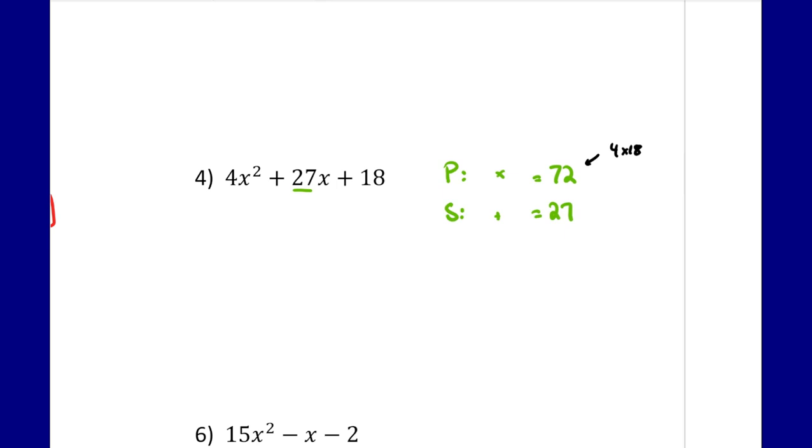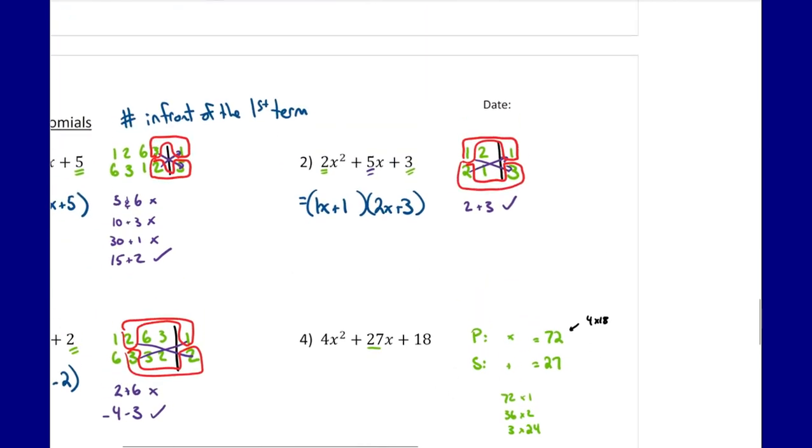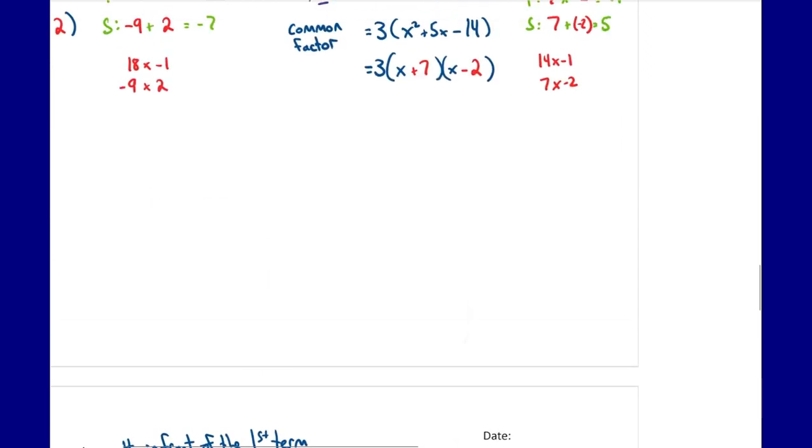Well, we have 72 and 1. We have 36 and 2. We have 3 and 24. Okay, that one actually didn't take too long. We do have our numbers. I'm just going to keep it color-coded with what we did before. I'll use red.